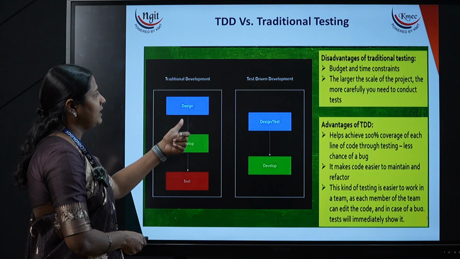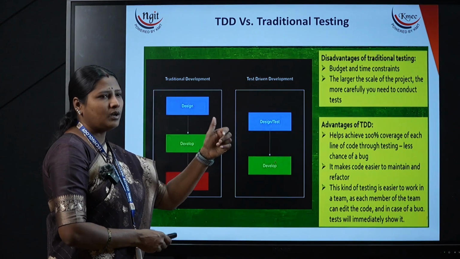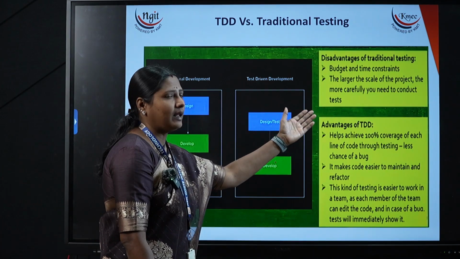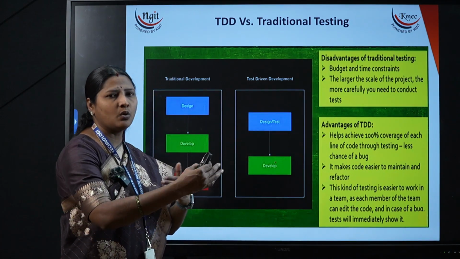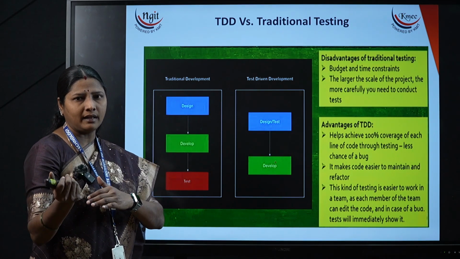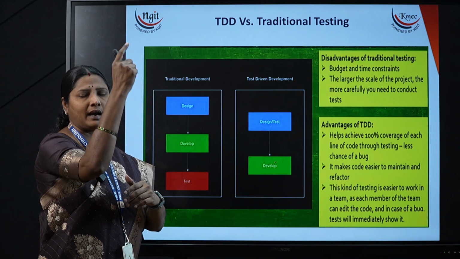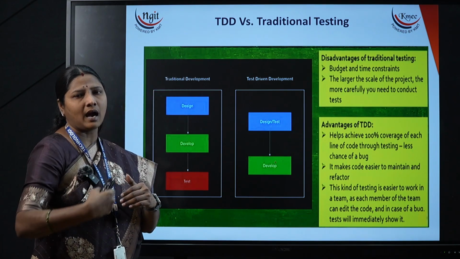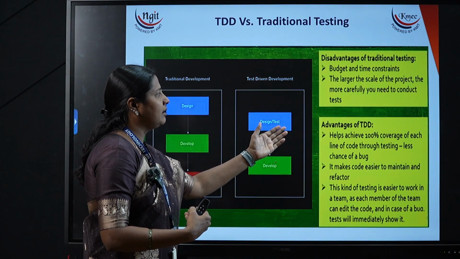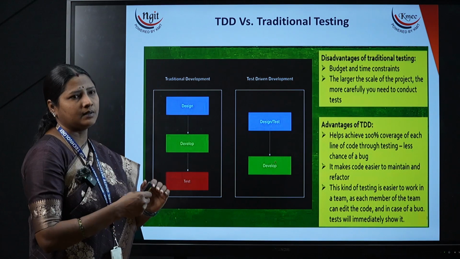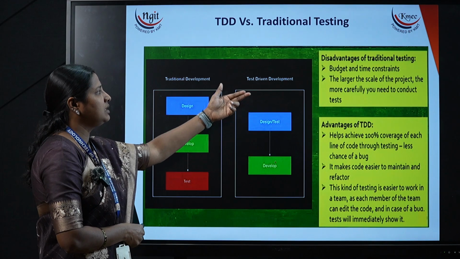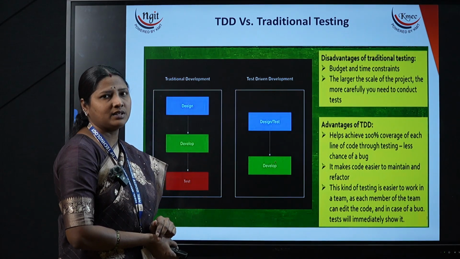Coming to the disadvantages of traditional testing. If you apply testing at the end of the software development, a lot of time is consumed and the budget increases, because once you develop all the code and test only at the last, we have to refactor and make the code changes again from the starting stage of the software development. For large scale projects you need to conduct the tests more carefully. If it is a long duration software, it takes much time. These are the major drawbacks in normal traditional testing.